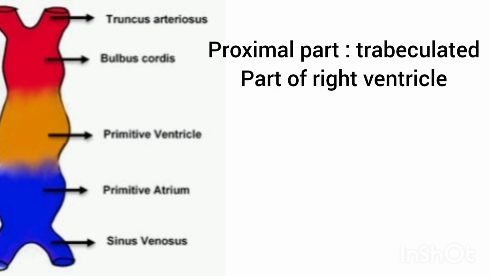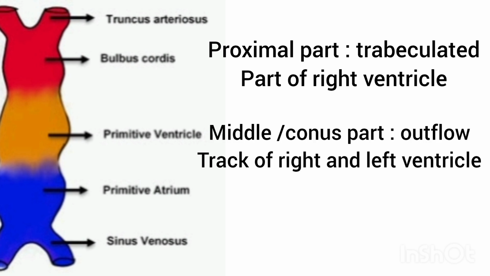The proximal 1/3 part forms the trabeculated part of the right ventricle. The middle 1/3 part is also known as the conus part and it forms the smooth infundibular or the outflow part of the right and left ventricle.